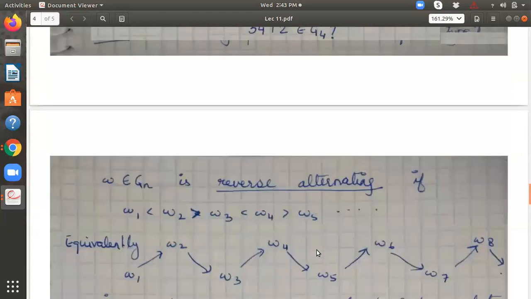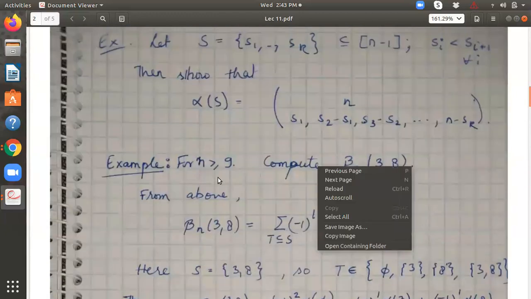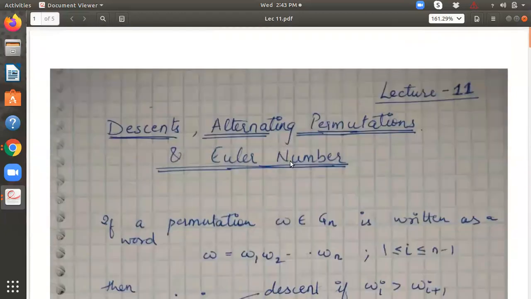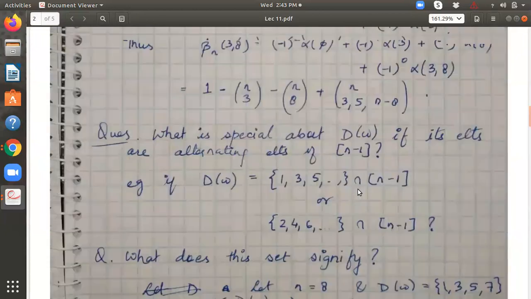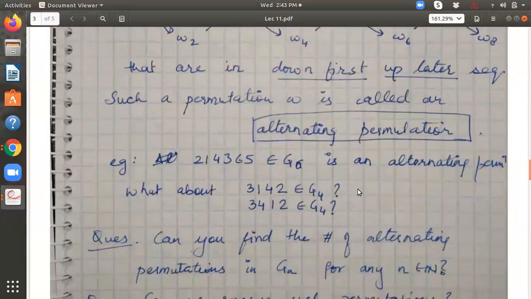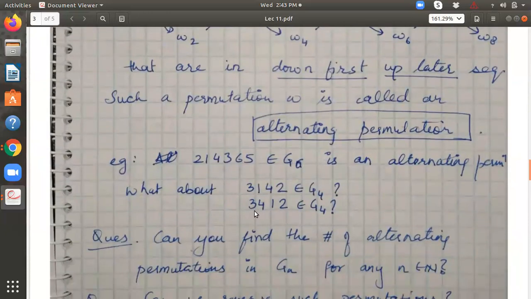So moving forward, remember the topic: descents, alternating permutations, and Euler number. Euler number is what we will see next. So what was this? 3412? What kind of permutation is this? Reverse alternating. Reverse alternating, great.